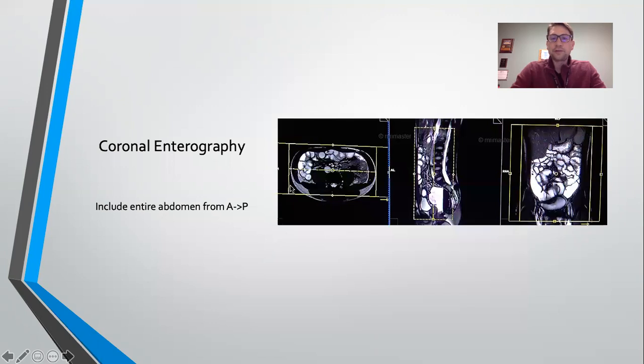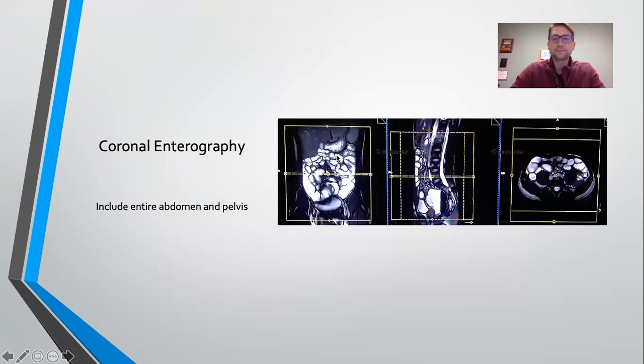So coronal, basically you're going to cover from the posterior to where the bowel is to anterior. So you don't need to get all through this subcutaneous fat because there's no bowel back here. And you'll be able to see the bowel very well because it'll be lit up with this contrast. So you'll know where the coverage should be.